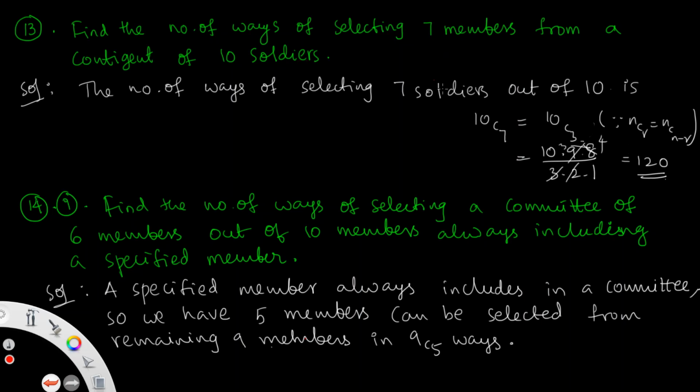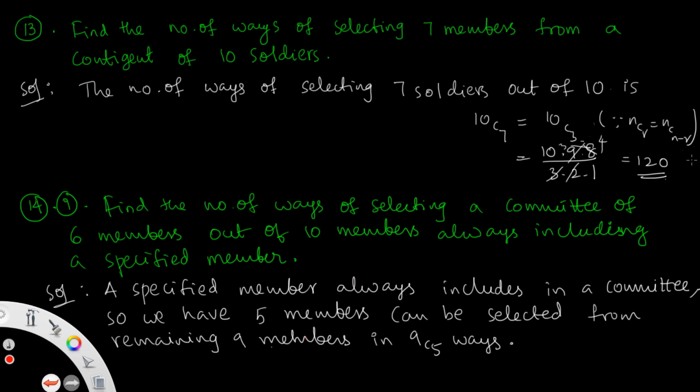So this can be done in how many ways? Out of 10 people, we are selecting 7 people. Selecting 7 soldiers can be done in 10C7. We use the formula nCr equals nC(n minus r), because this formula makes the calculation very quick. So 10C7 becomes 10C(10 minus 7).